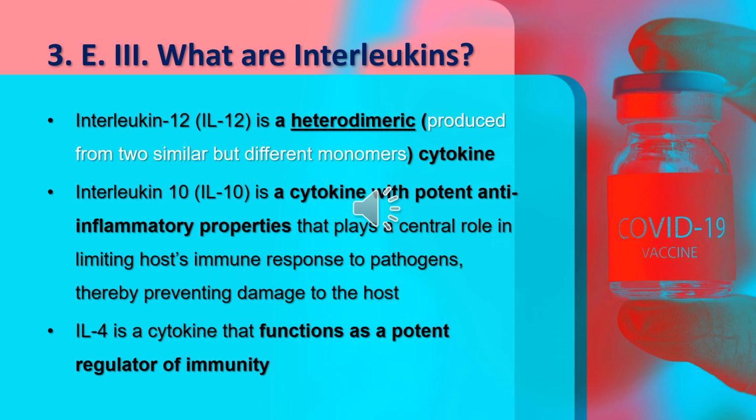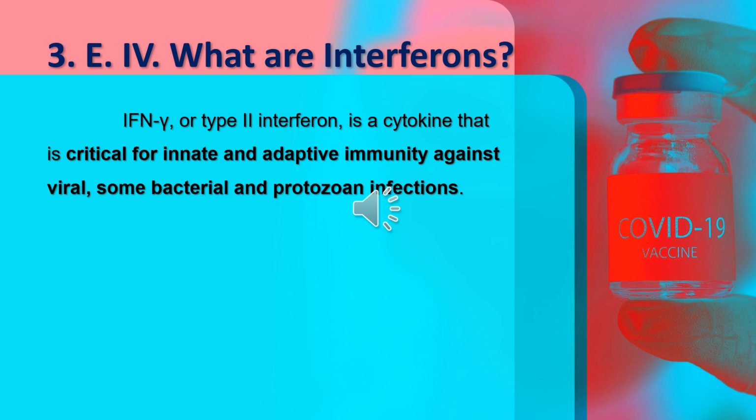Interleukin 10 is a cytokine with potent anti-inflammatory properties that plays a central role in limiting host immune response to pathogens, thereby preventing damage to the host. Interleukin 4 is a cytokine that functions as a potent regulator of immunity. What are interferons? Interferon gamma, or type 2 interferon, is a cytokine that is critical for innate and adaptive immunity against viral, some bacterial and protozoan infections.